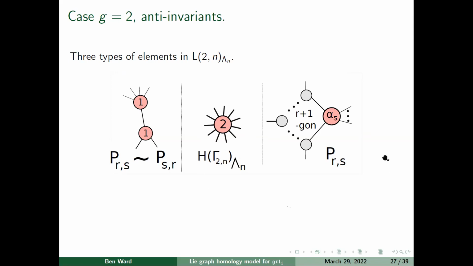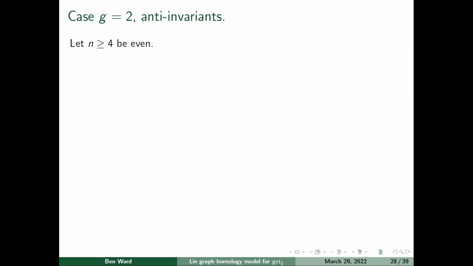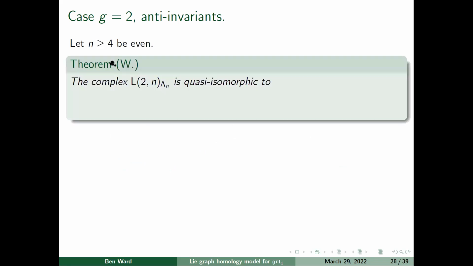Now, let me just tell you the computation. I'll tell it to you for the case when n is even. The anti-invariants here are quasi-isomorphic to the following complex. I take the span of these P_{RS} guys, which I had before. So it's something like a polygon, but now one of its vertices is distinguished and labeled with a class we know.